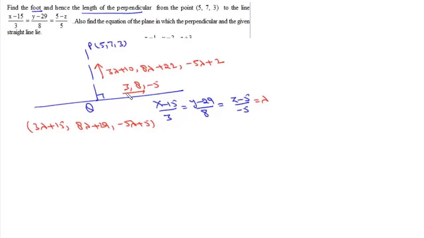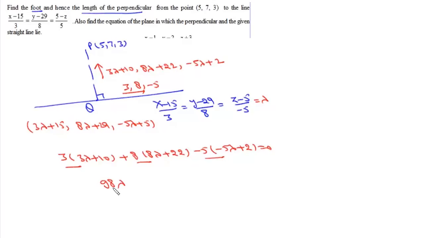Now since these two lines are perpendicular, their dot product is 0. So we can write 3 into (3 lambda plus 10), 8 into (8 lambda plus 22), and then minus 5 into (minus 5 lambda plus 2) equals 0. Now this is 9, 64 and 25, which is 98 lambda.